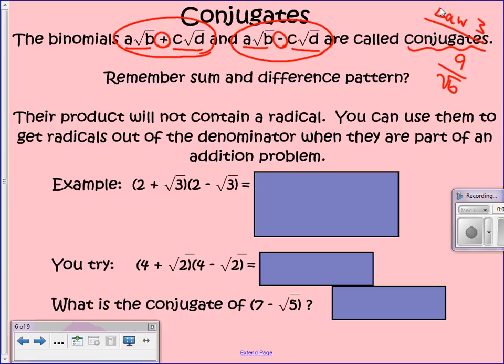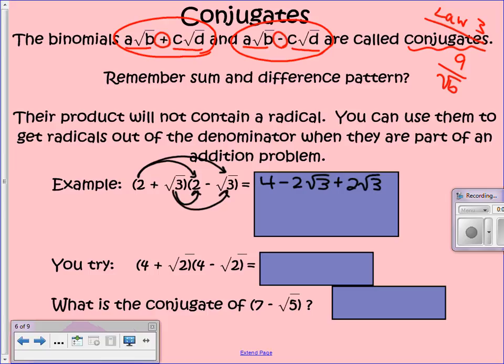So I have 2 plus the square root of 3 times 2 minus the square root of 3. If you multiply those two things together, check out what happens. I have 2 times 2, and then 2 times the square root of 3, but it's a minus 2 times the square root of 3. Then 2 times the square root of 3, but now it's positive. And then the square root of 3 times the square root of 3.